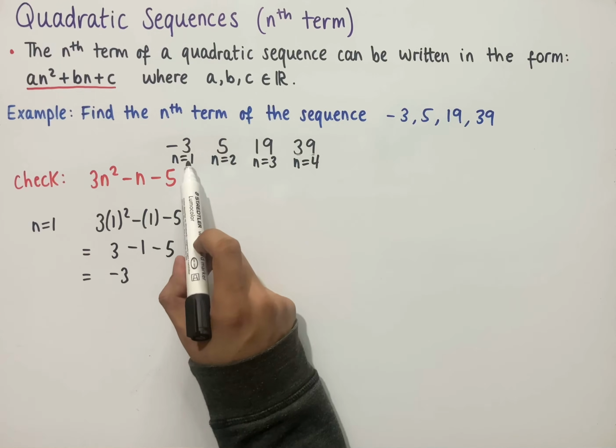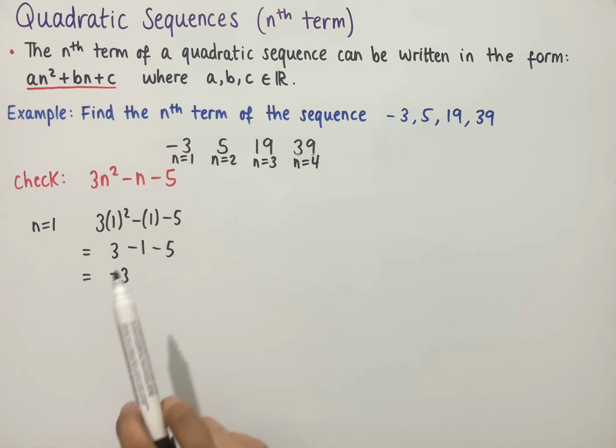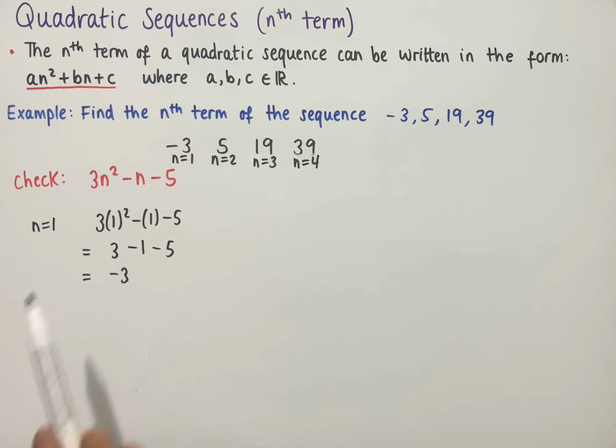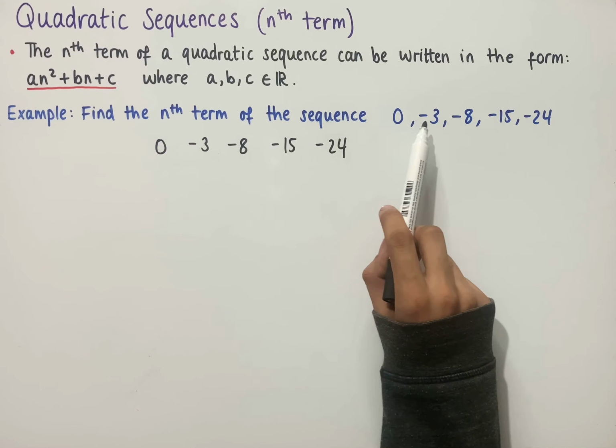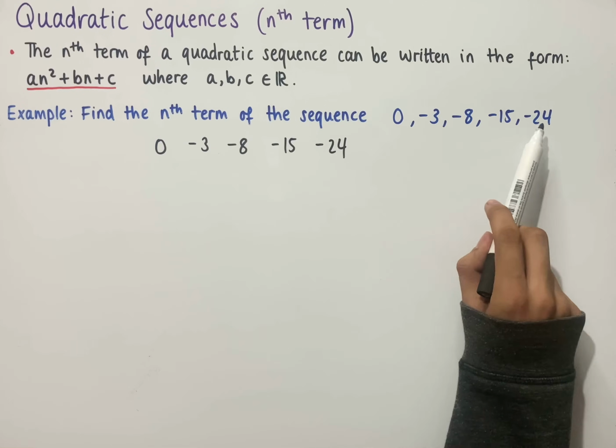So indeed the first term is equal to -3. Likewise, we can check any of the other terms and it would satisfy this nth term. Final example: find the nth term of the sequence 0, -3, -8, -15, -24.